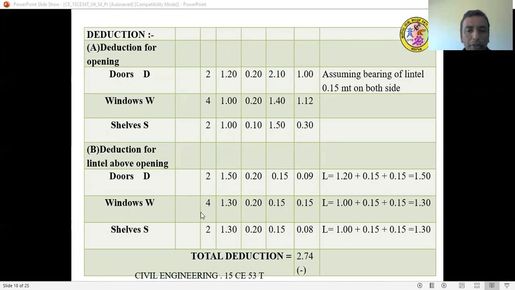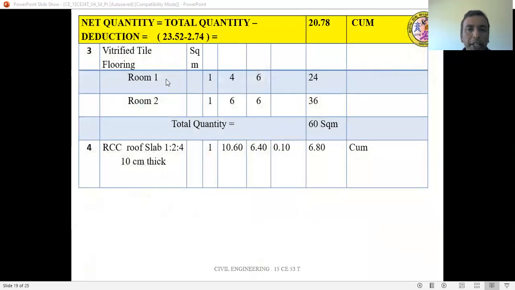Similarly, calculate the windows and shelves. In total, you get 2.74 cubic meter quantity of deduction for both openings as well as lintel. After getting the deduction, you can easily find the net quantity, which is equal to total quantity minus deduction. That means 23.52 is the total quantity, minus deduction equal to 2.74. Therefore, the net quantity is equal to 20.78 cubic meter. This is the total quantity of brickwork after deduction.